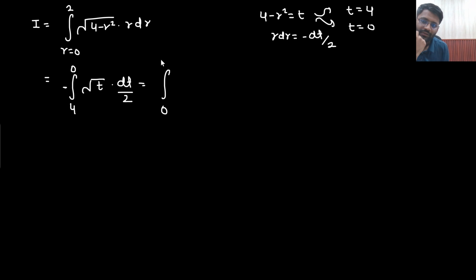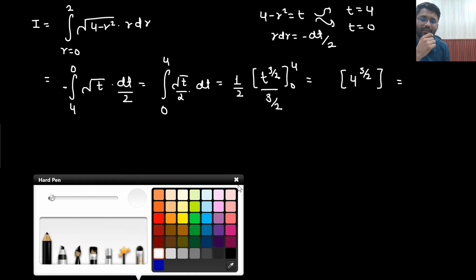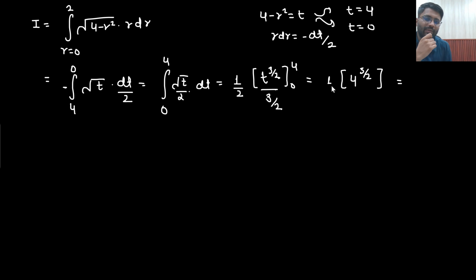So it will become 0 to 4, under root t by 2 dt. So 1 by 2 outside, t to the power 3 by 2 divided by 3 by 2, from 0 to 4. Right? So 3 by 2 goes outside, this will become 3, and 4 to the power 3 by 2 minus 0 to the power 3 by 2, which will be 0. Okay, this will become 1 by 3, because 2 will go upward, 2 and 2 will get cancelled out.